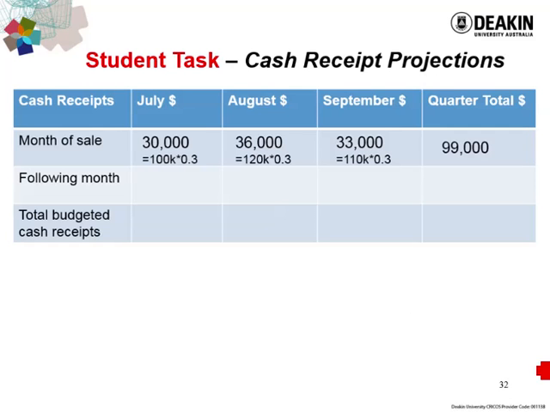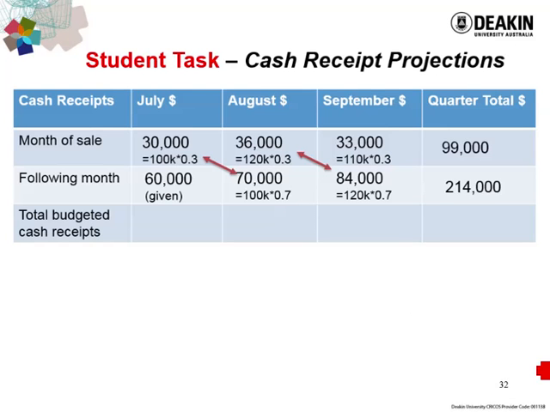Then let's fill in the cash receipt in the following month of sale. In July, we will collect 60K because the remaining accounts receivable in June, 60K, will be fully collected in July. In August, we have 70K from 70% of July sale. In September, we have 84K from 70% of August sale. And this will give us the total 214.